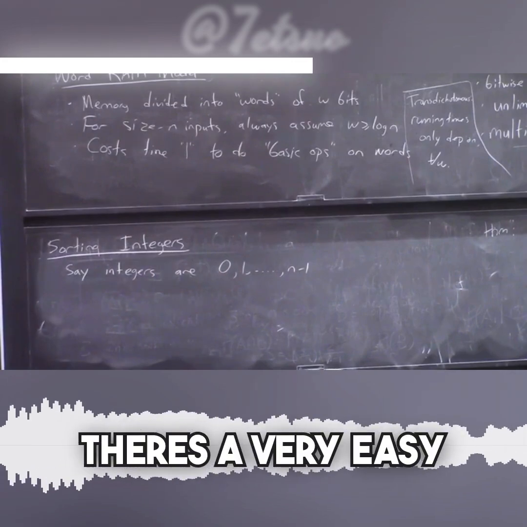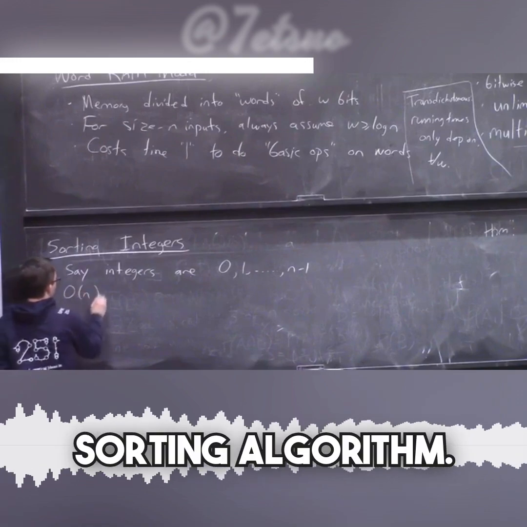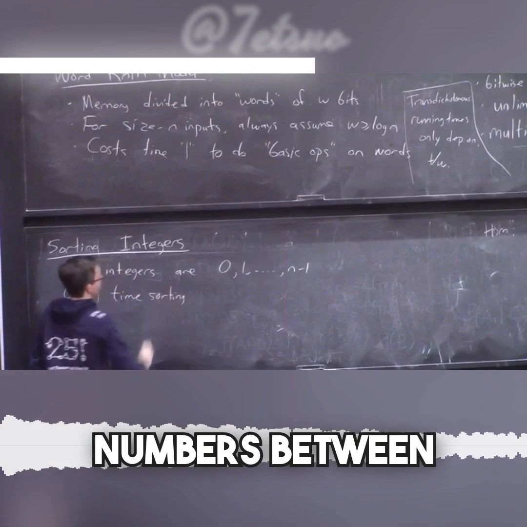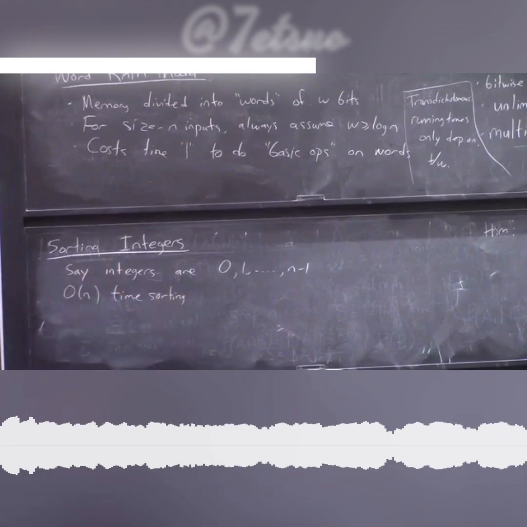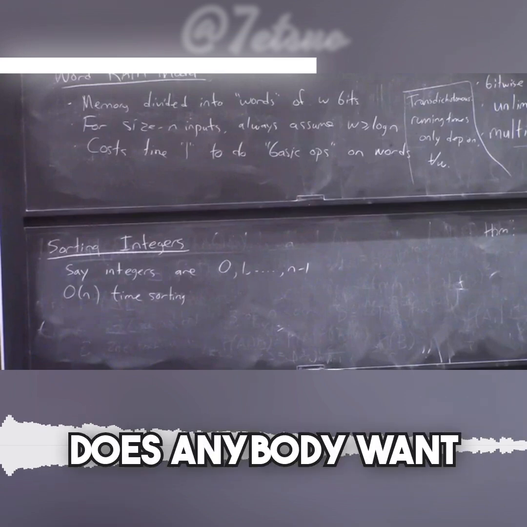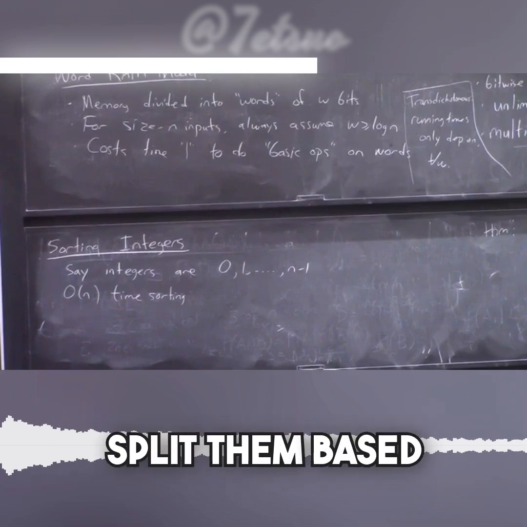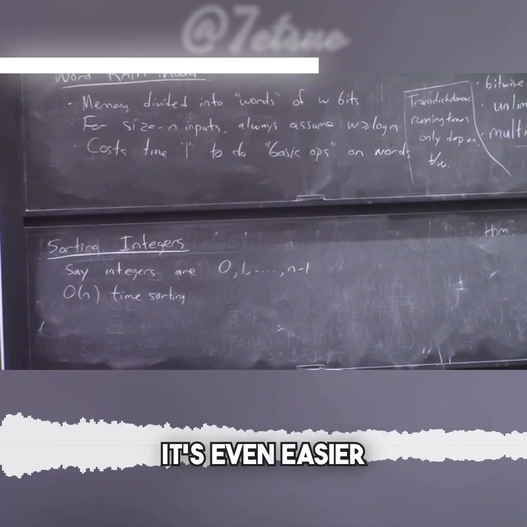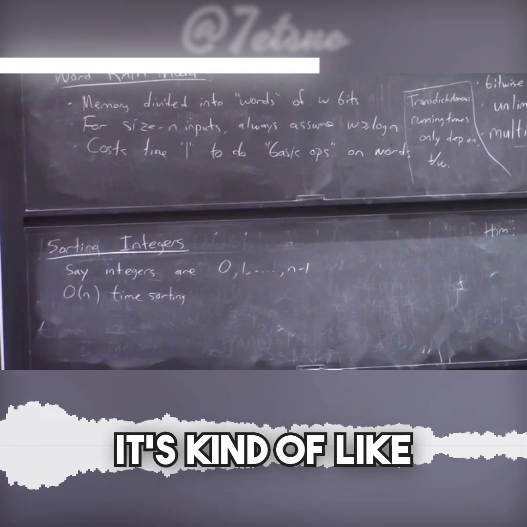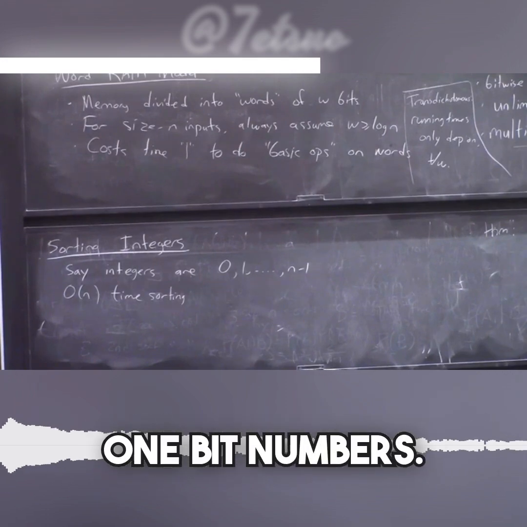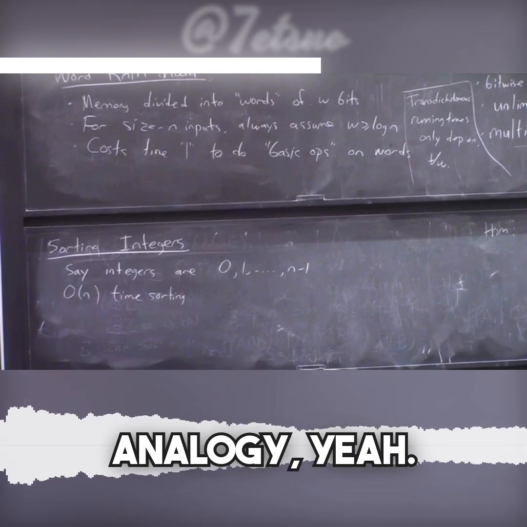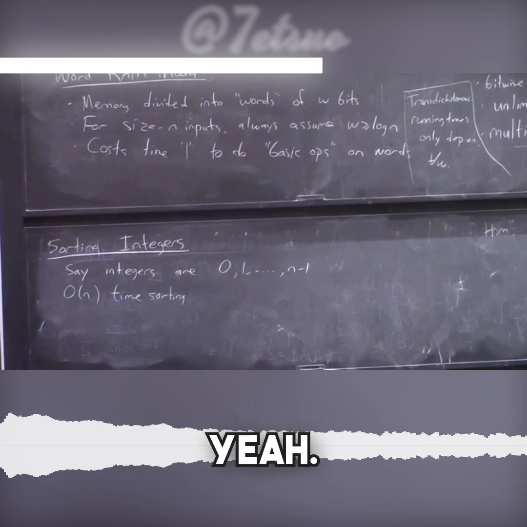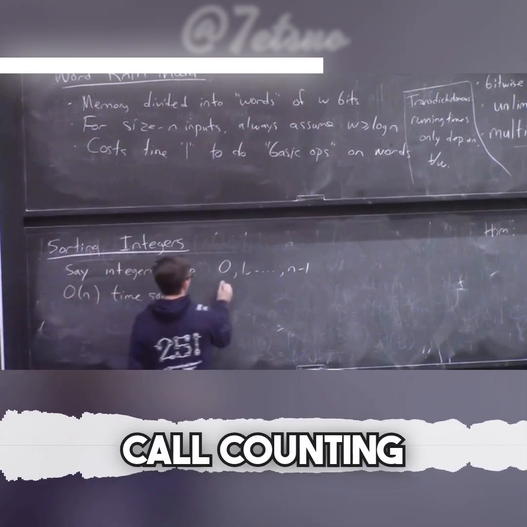There's a very easy order n time sorting algorithm. If you're given n numbers between 0 and n, does anybody want to suggest it? Yeah? Split them based on the first bit, 0, 1. Split those based on the second. Oh, we'll get there. It's even easier than that. It's kind of like if you're sorting 1-bit numbers. Yeah? Throw them into buckets. Yeah, I think what you're getting at is what I would call counting sort.